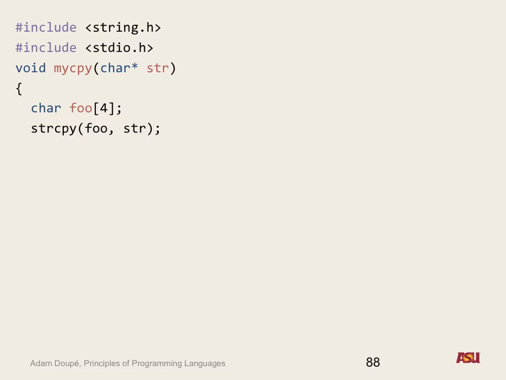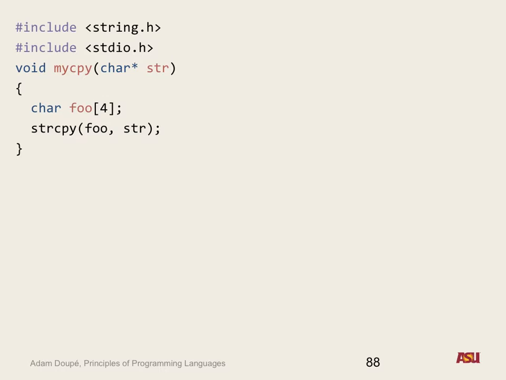How are local buffers allocated like this? Why am I calling it a buffer? Yeah, it's a local array. So I'm saying I want 4 bytes, and because it's a local variable, it's gonna be allocated on the stack. What are the semantics of string copy?